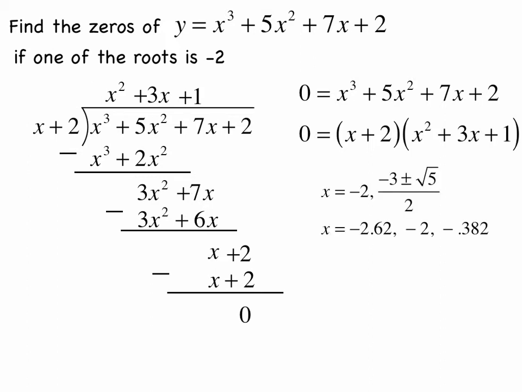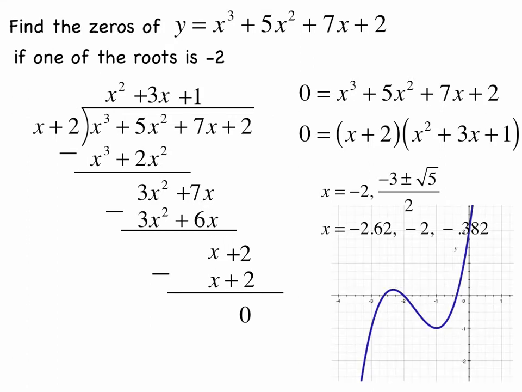Okay, hopefully you used the quadratic formula. It was not factorable, so either the quadratic formula or completing the square. And if you changed it all to decimal, you should get -2 from the first part, and from the second part, -2.62 and -0.382. If I graph this, here's what it looked like. And you can see the 3 roots, just like we found.